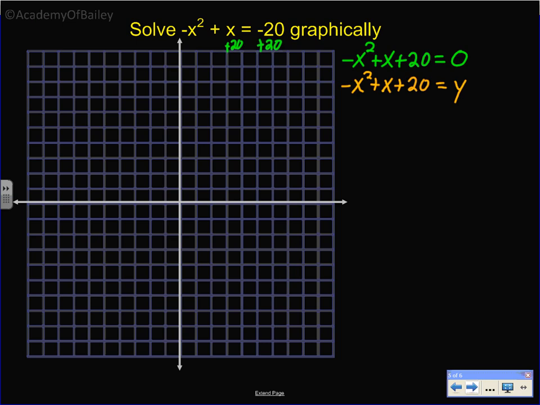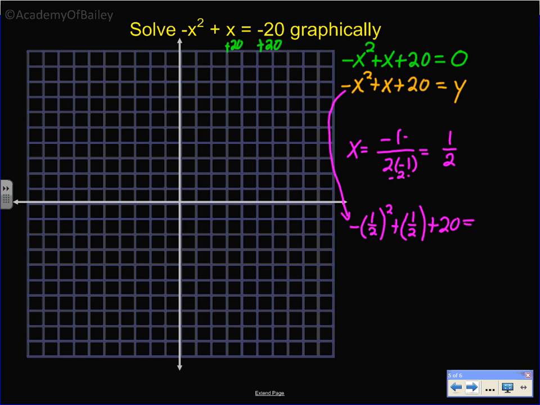Let's go ahead and find the vertex. The vertex is negative b over 2a, so the x value is negative 1 over 2 times negative 1. I know 2 times negative 1 is negative 2, and negative divided by negative equals a positive 1/2. So if that's the x value, the y value, plug it into this function here. So we're going to say negative (1/2) squared plus 1/2 plus 20, and that's going to be equal to y.